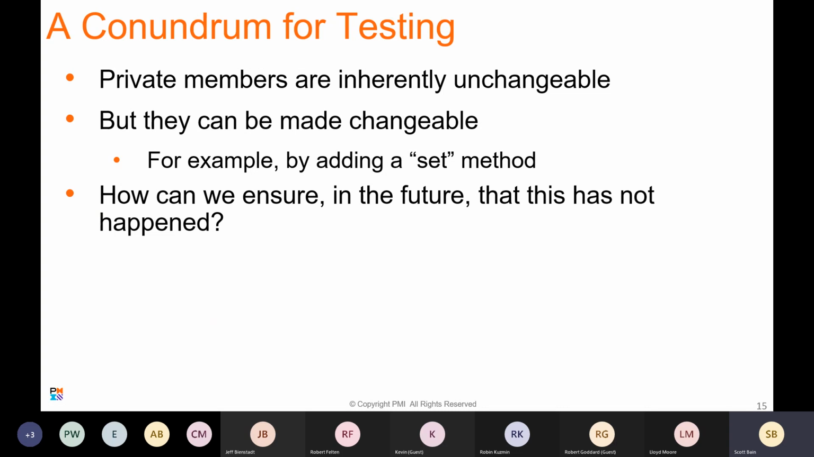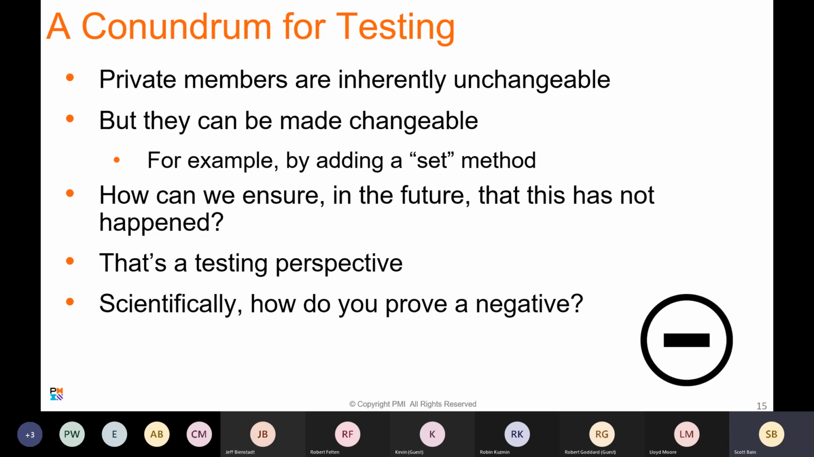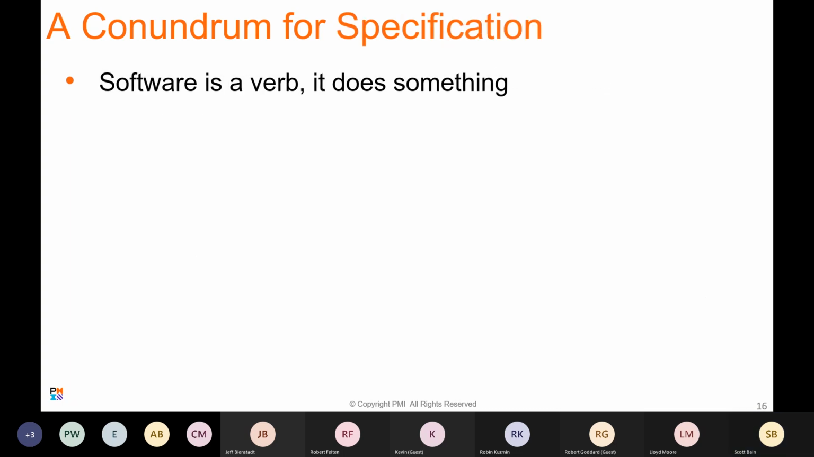If we think of this from the testing point of view, we run into a problem, which again comes from the falsifiability principle. You cannot prove a negative. Well, if you can't prove a negative, how can you test for one? Therefore, how can you specify one?